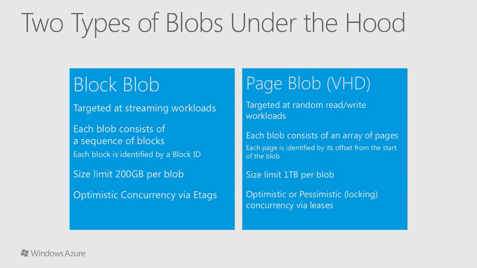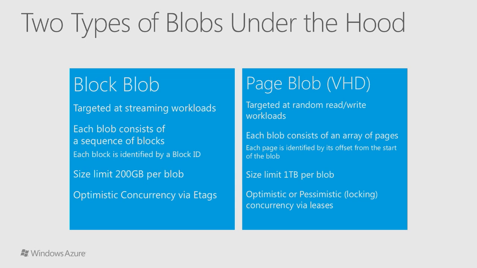Block blobs should be thought of as a sequence of blocks. There is a limit of 200 gigabytes for a block blob. They're intended for streaming workloads. Page blobs have a much larger size limit of 1 terabyte. They are intended for things like virtual machine hard drives. All blobs are read with a getBlob operation, which can specify what range of bytes to read.